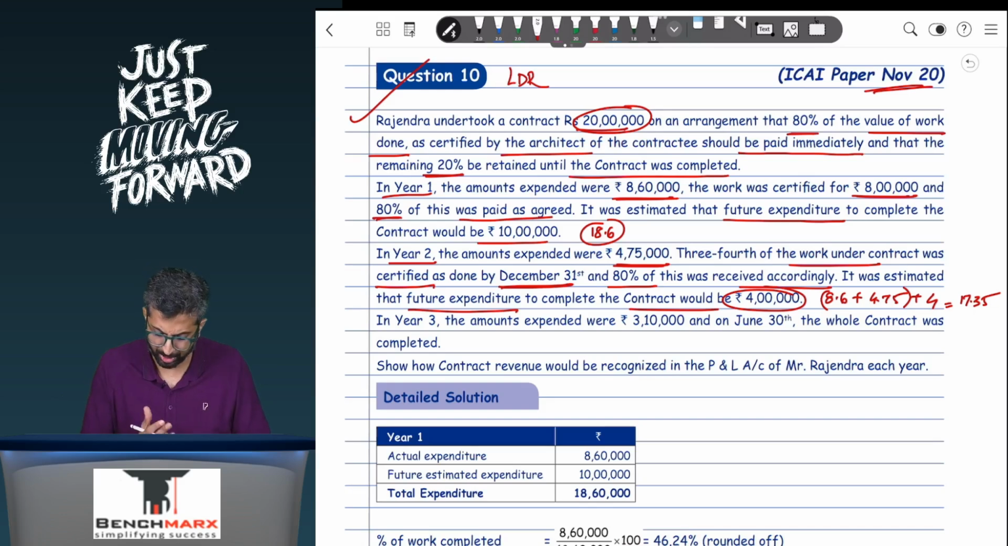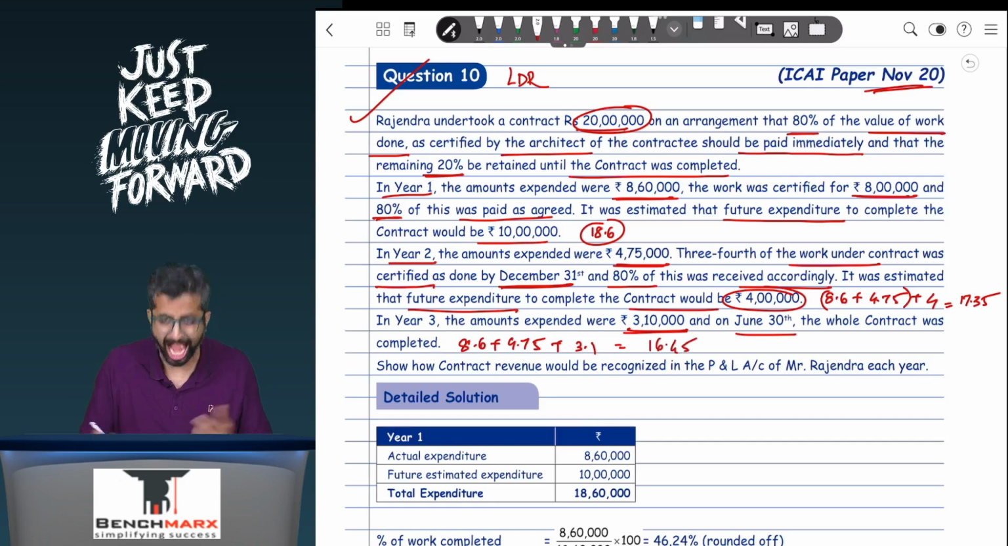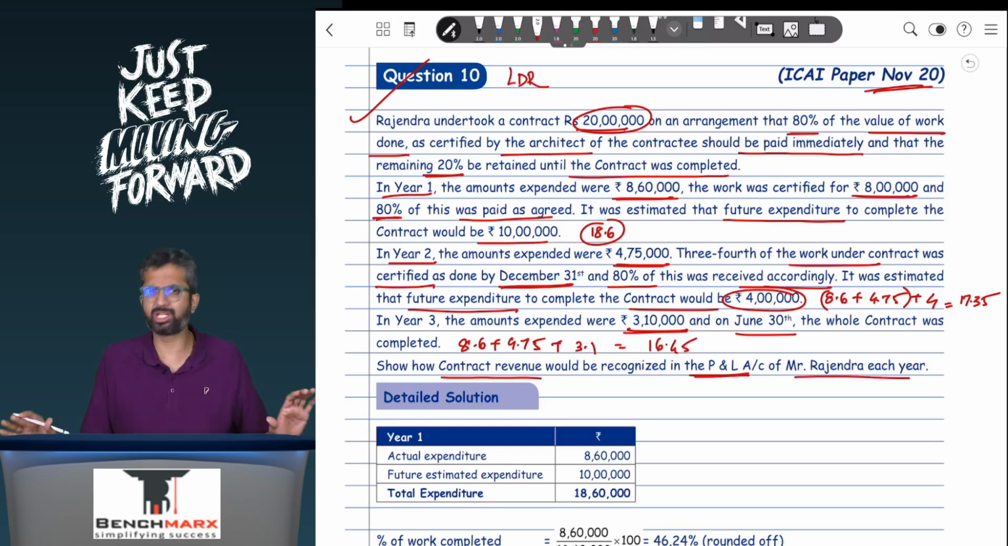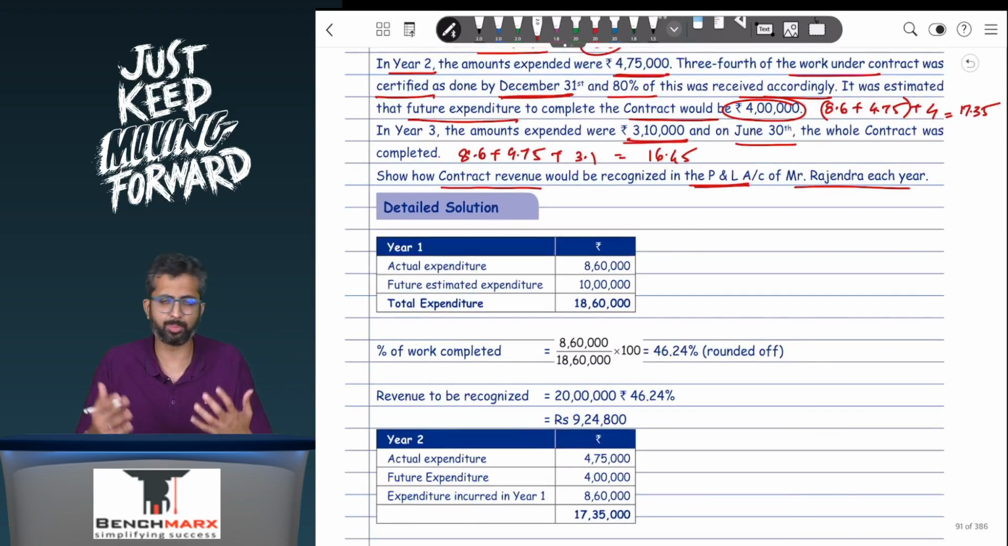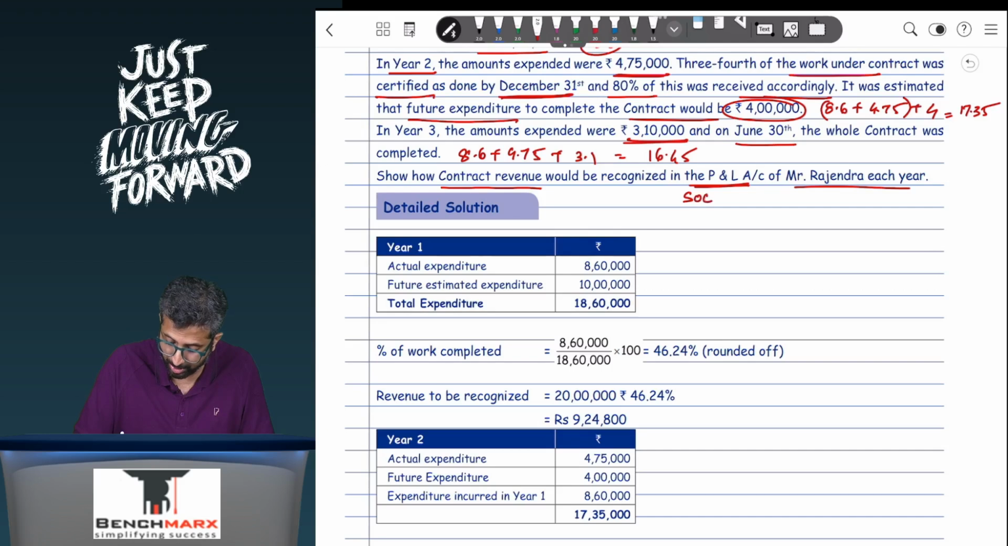The contract is profitable. In year 3, the amounts expended were 3 lakh 10. And on 30th June, the whole contract was complete. So basically cost incurred is 8.6 plus 4.75 plus 3.1, so over here you will have, I think, 16.45 of total cost, and the contract is still profitable. Show how the contract revenue would be recognized in the P&L of Mr. Rajendra. That's it. You are just asked to calculate the contract revenue. And when you are doing the contract revenue, you first see the contract is profitable, then you calculate the stage of completion in year 1, 2 and 3.